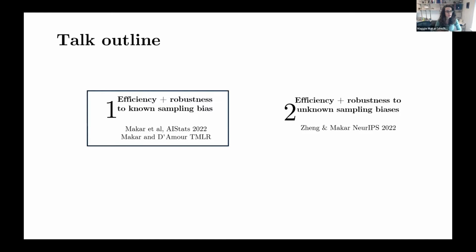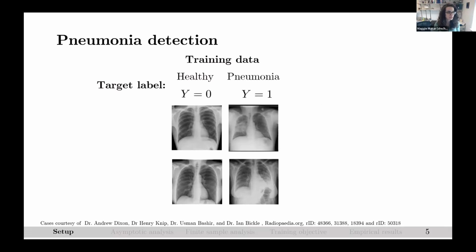So jumping straight into it, in the first work, we will look at a specific motivating example. In this example, we want to build a model to detect pneumonia. At training time, we have images and their target labels, which indicate whether or not the patient had pneumonia. So the label Y is 1 if the patient had pneumonia and 0 if the patient didn't. We will also assume that we have the sex of the patient at training time. We're not assuming that we have the sex of the patient at test time, but we have it at training time. We'll call that auxiliary label V. So V is equal to 1 if the patient is a woman and 0 otherwise.